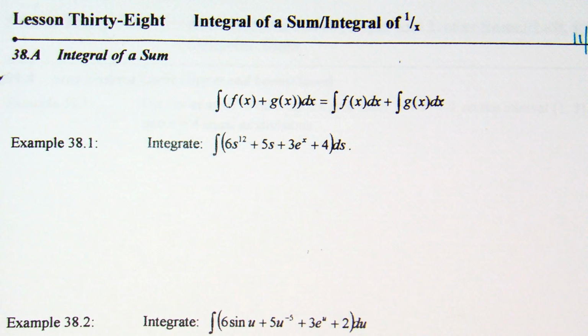Okay, so example 1. Integrate 6s to the 12th, plus 5s plus 3e to the s, and that should say s, just because this problem is in terms of s, plus 4 ds.